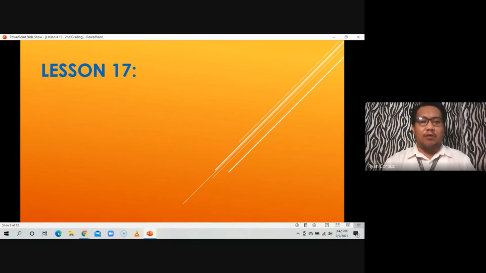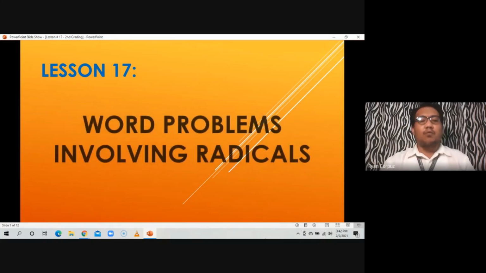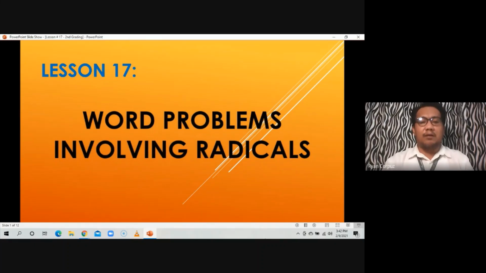We are now on lesson number 16. If I'm not mistaken, this is the last discussion for the second grading period. Lesson number 16 here, or 17 rather, we are now on lesson number 17. We are going to talk about word problems involving radicals. Word problems are the same as applications. Application in real life is the same as problem solving.